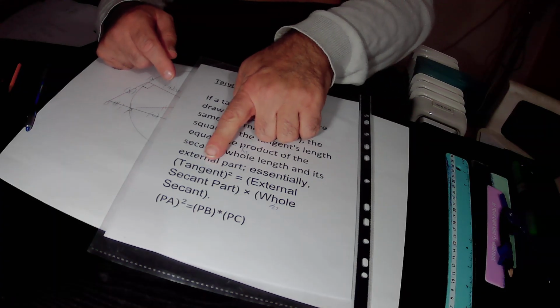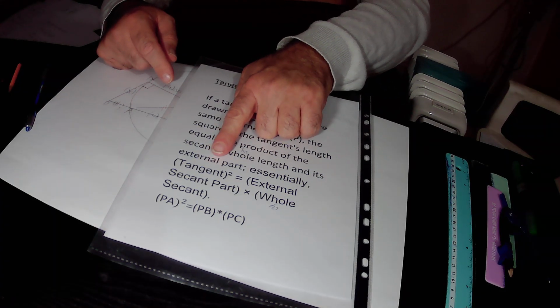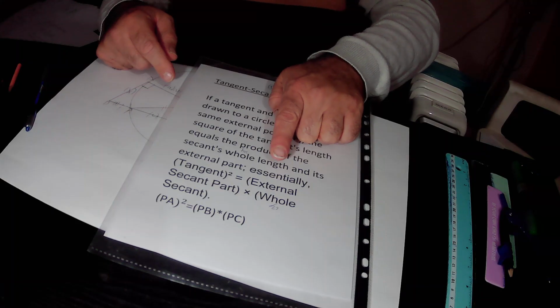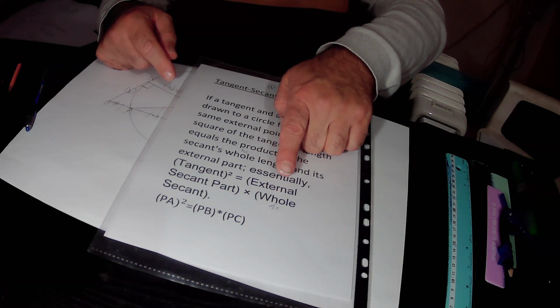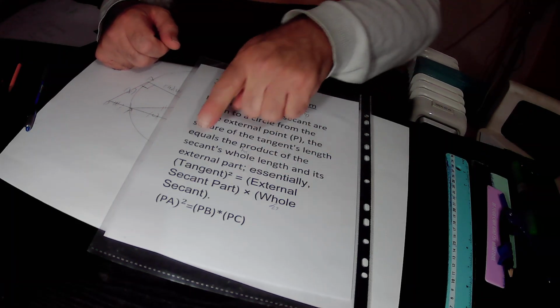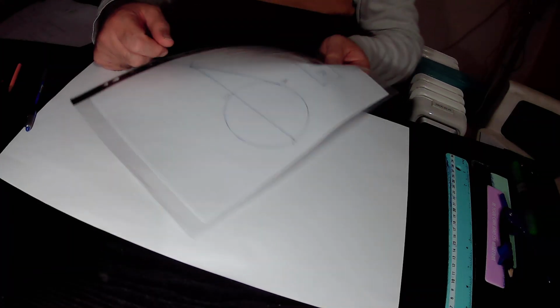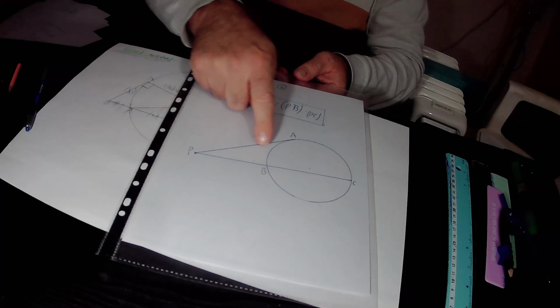The length of the tangent squared equals the product of the external part of the secant times the length of the whole secant. Again, PA squared equals PB times PC.